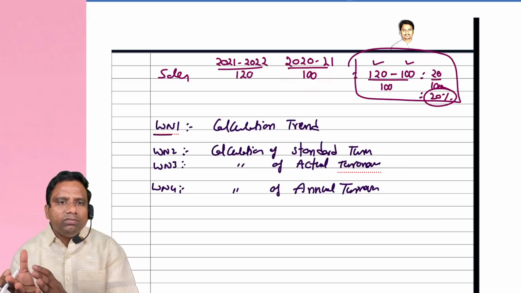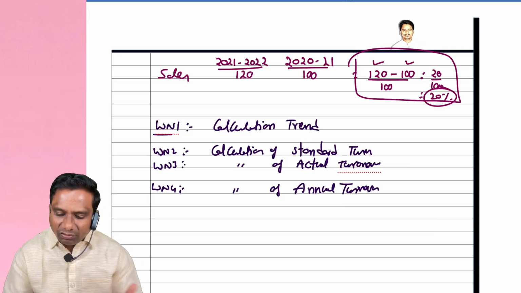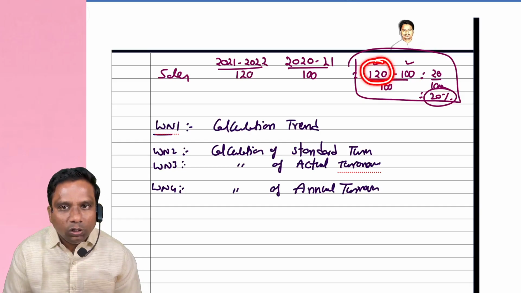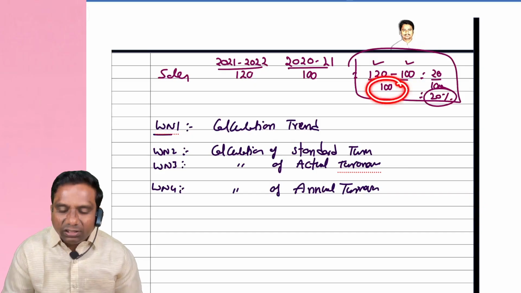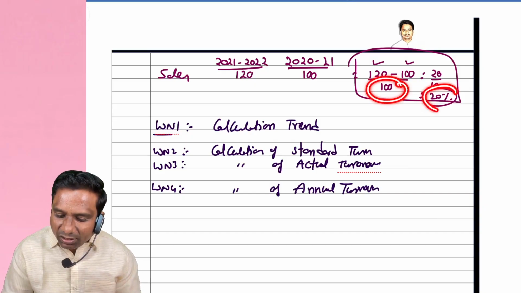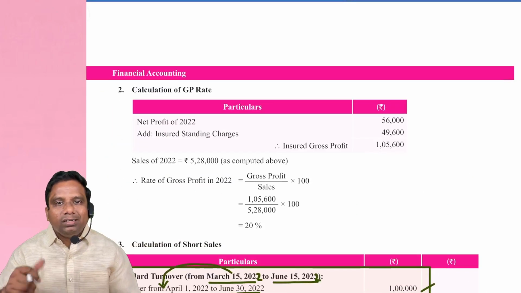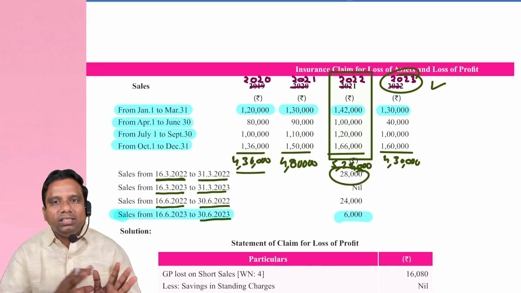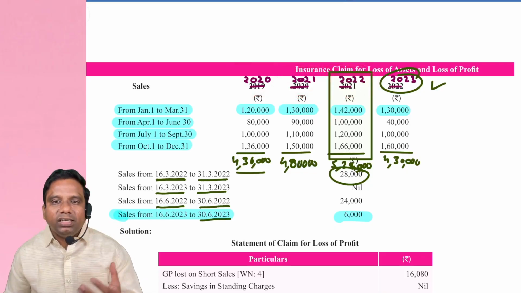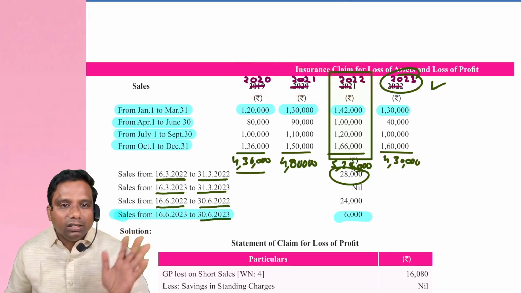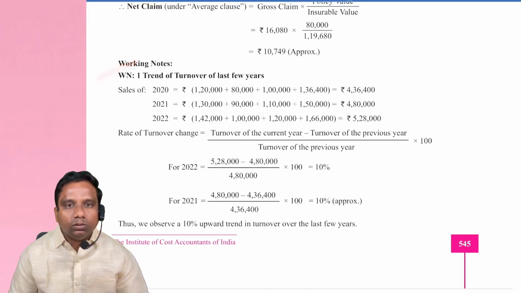Now compare to the previous year whether there is any increase in the current year sales or not. How do I calculate? Very simple. Current year sales 120 minus previous year sales 100, divided by previous year sales, which is the base. So what is the increasing trend here? 20%. In the same manner, we calculate the trend by following the previous 3 years data: 20, 21, 22. So how did they make the trend calculation? Look at this working note.